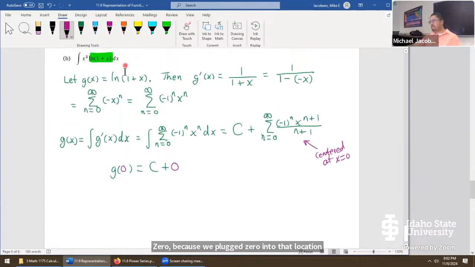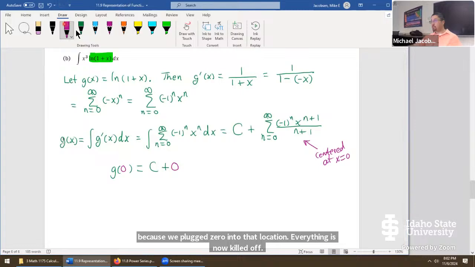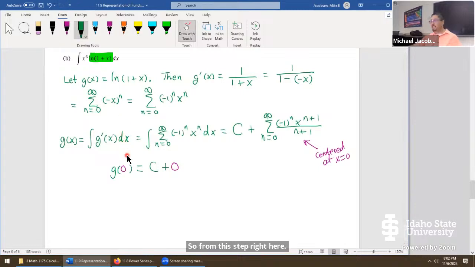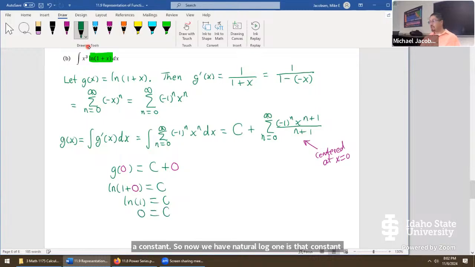So from this step right here, we can say g of 0, this almost feels like deja vu, by the way, becomes natural log of 1 plus 0 equals a constant. So now we have natural log 1 is that constant. The natural log of 1 is 0. This is the deja vu part. And so that means this constant is just gone.